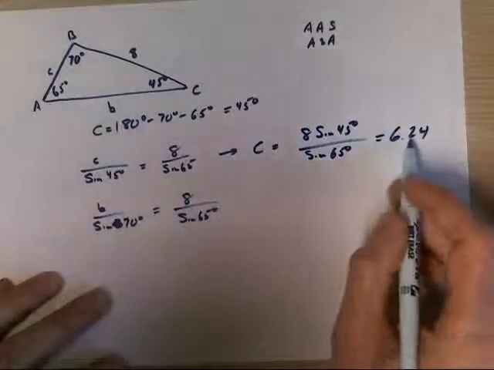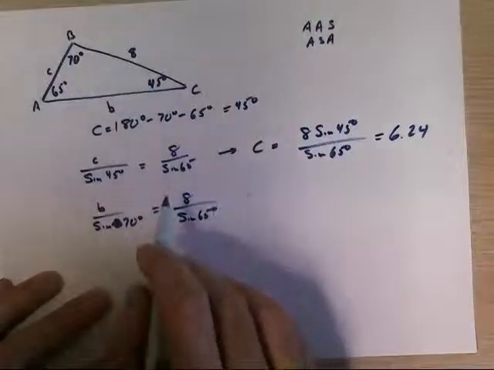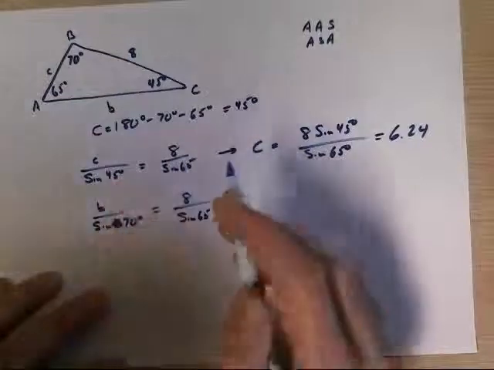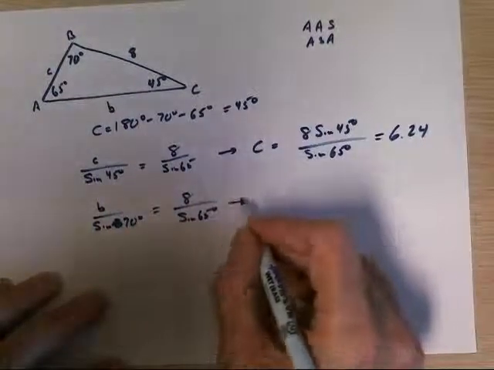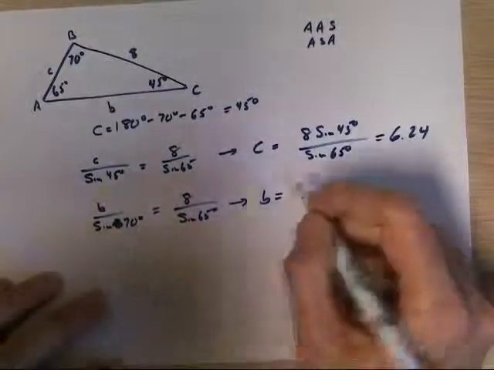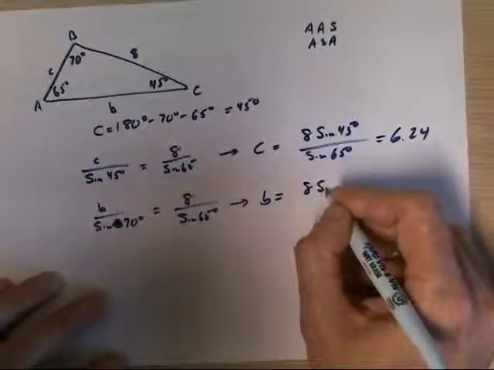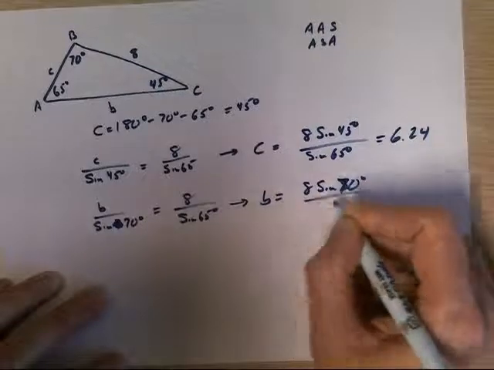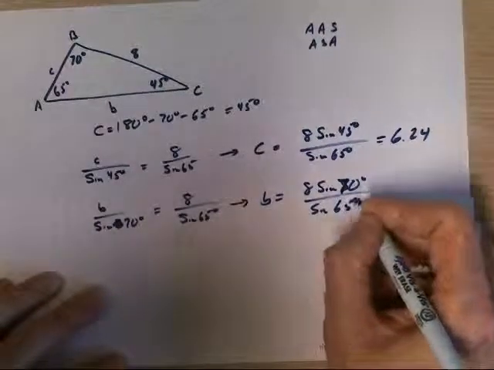Because if I made a mistake with that one, then I'd be guaranteed to make a mistake here if I used the C and the 45. I'm going to use the 8 and the 65. That was given to me. Okay. So here we go. Solve for B by multiplying both sides by that denominator. And I've got 8 times the sine of 70 degrees divided by the sine of 65 degrees.